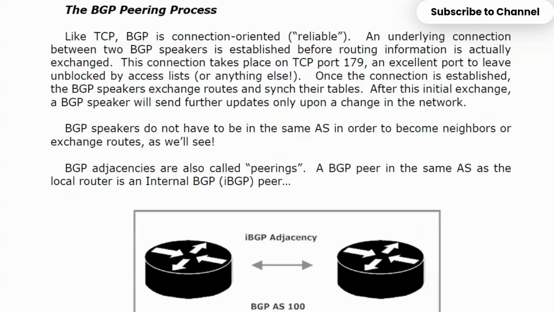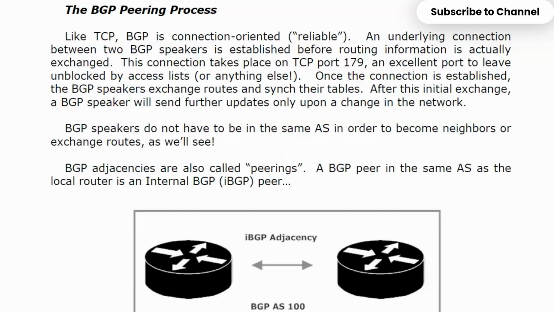It's considered reliable. And we're going to have an underlying connection between two BGP speakers before the routing updates are actually exchanged. Now that connection takes place on TCP port 179, which is a port you've got to leave unblocked by access lists or anything else you happen to be blocking stuff with on your Cisco routers. Once that connection is established, the BGP speakers exchange routes, they sync their tables, and then after the initial exchange, a BGP speaker sends further updates only when there is an actual change in the network. Now, BGP speakers do not have to be in the same autonomous system in order to become neighbors or exchange routes, as we're going to see in just a moment.